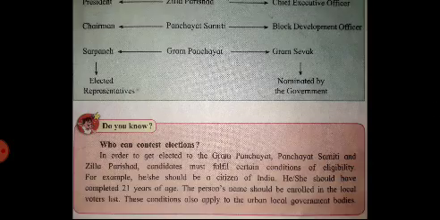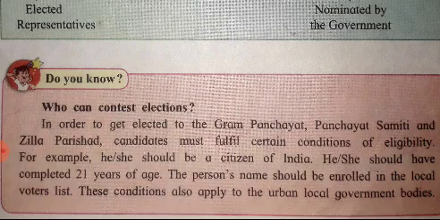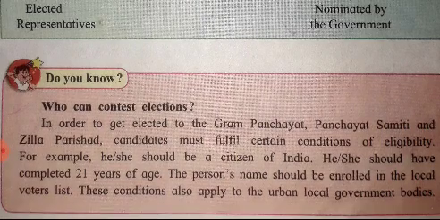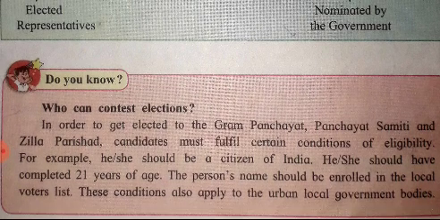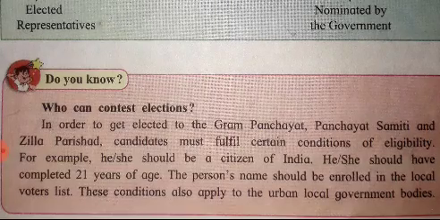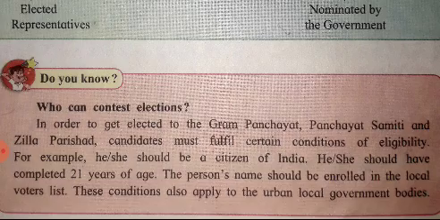Next, who can contest the elections? In order to get elected to the Gram Panchayat, Panchayat Samiti and the Zilla Parishad, candidates must fulfill certain conditions of eligibility. For example, he or she should be a citizen of India. He or she should have completed 21 years of age. The person's name should be enrolled in the local government list. These conditions also apply to the urban local government bodies. Everywhere the same scheme is used.